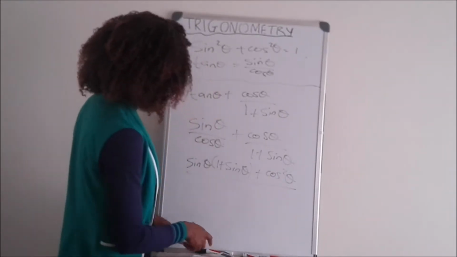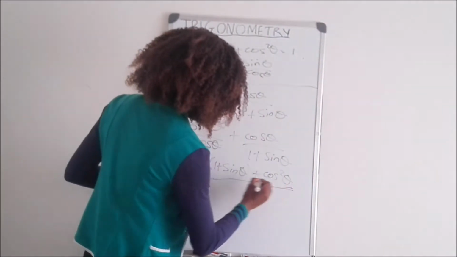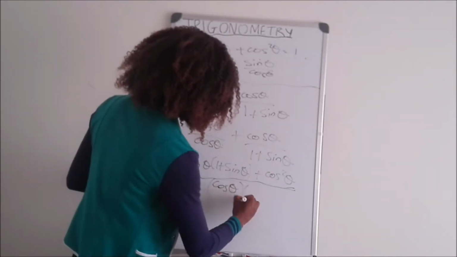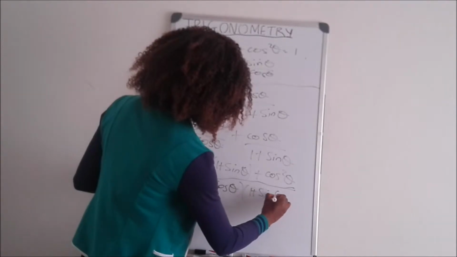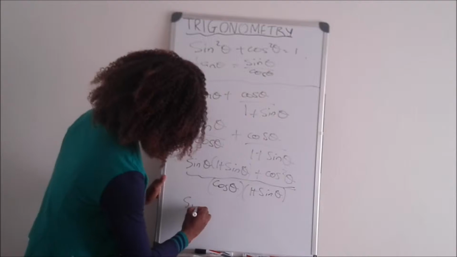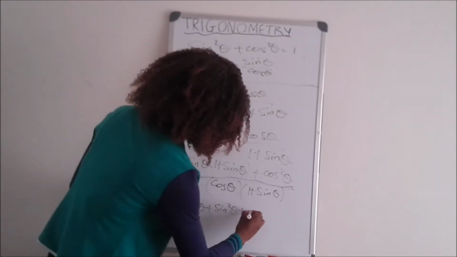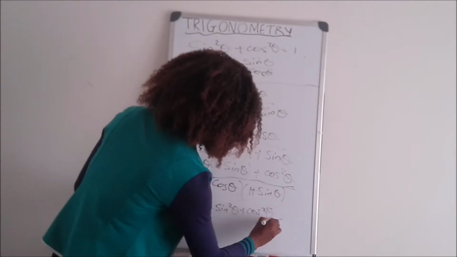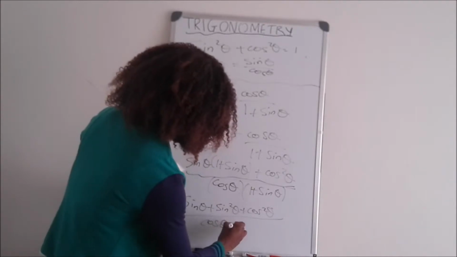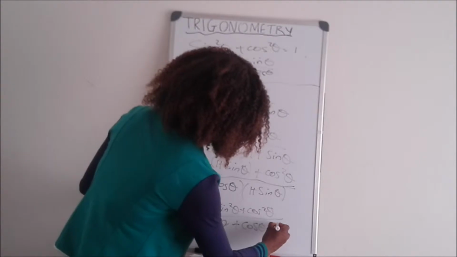Alright, it's not working. Okay, then we'll just have to work out on this one. Alright, all divided by cos theta, multiplied by 1 plus sine theta. Then from here we multiply out, and we'll have sine theta plus sine squared theta plus cos squared theta, all divided by cos squared theta, that this will be cos theta plus cos theta sine theta.